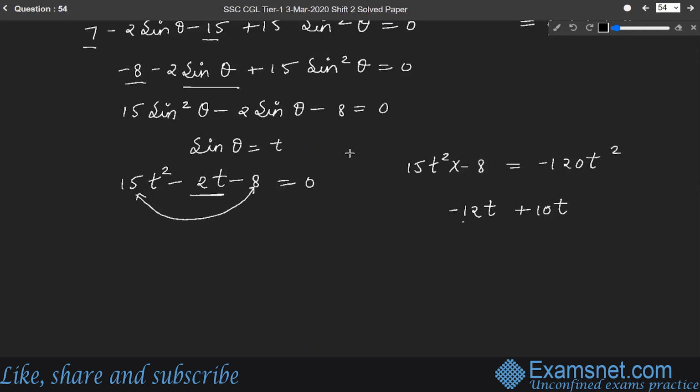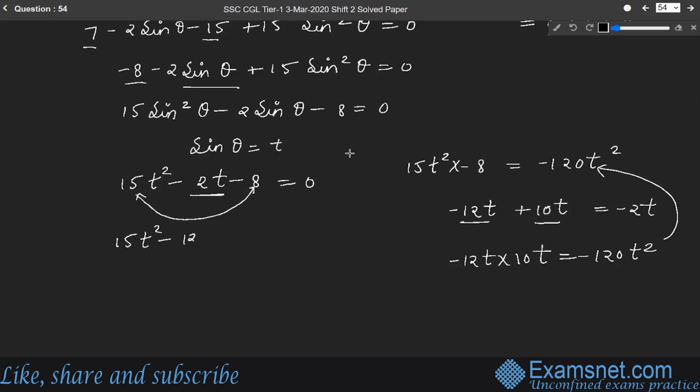Because we know that minus 12t plus 10t gives minus 2t. And when we do the product of both these values, minus 12t into 10t, then we get minus 120t square, which is actually equal to the product of first and last term. So the two numbers are minus 12t plus 10t. So 15t square minus 12t plus 10t minus 8 is equal to 0. You can see that the middle term is splitted as minus 12t plus 10t. That is why this is known as splitting the middle term method.